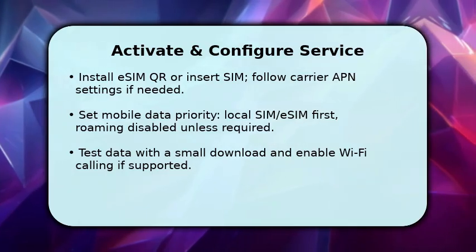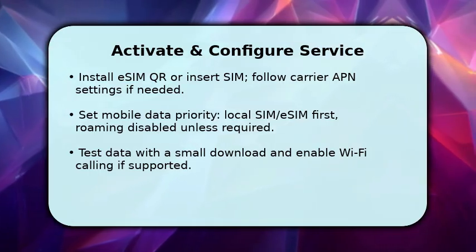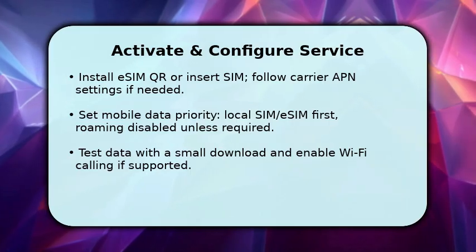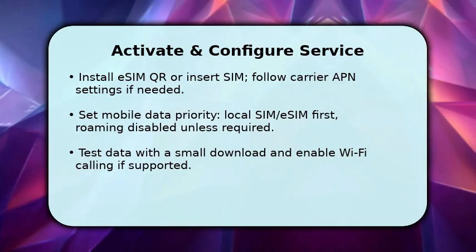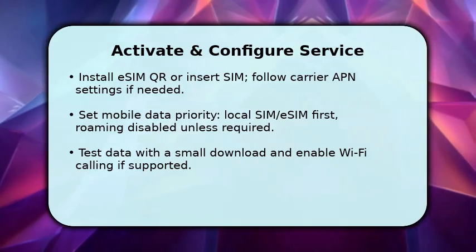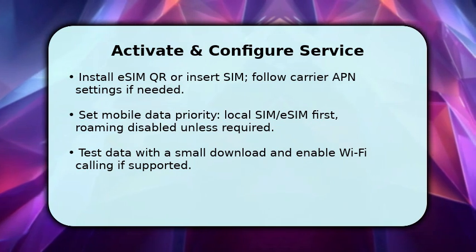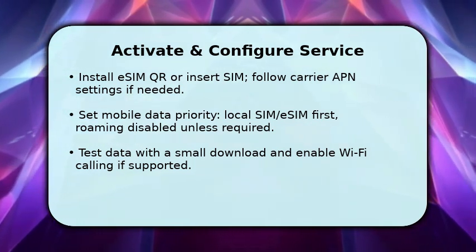Once active, set data priority so your local SIM or eSIM is primary and international roaming remains off unless you intentionally toggle it. Test with a quick download or map load to confirm speed and tethering. Also enable Wi-Fi calling and SMS over IP if available, because that preserves reliability without consuming mobile data.